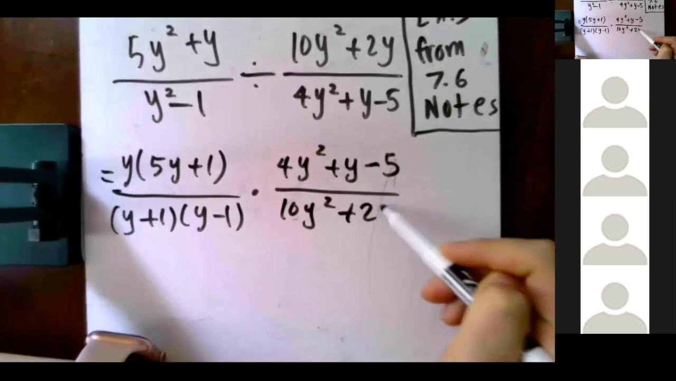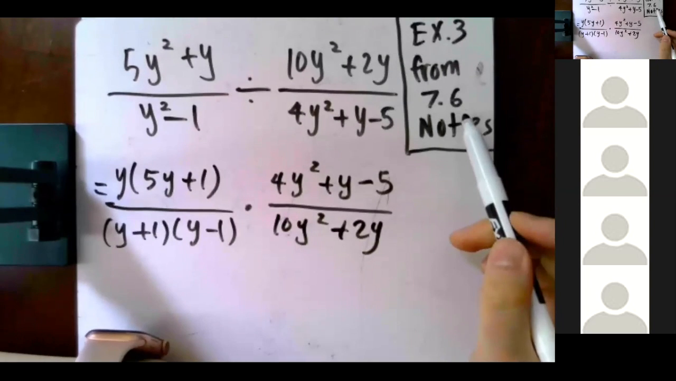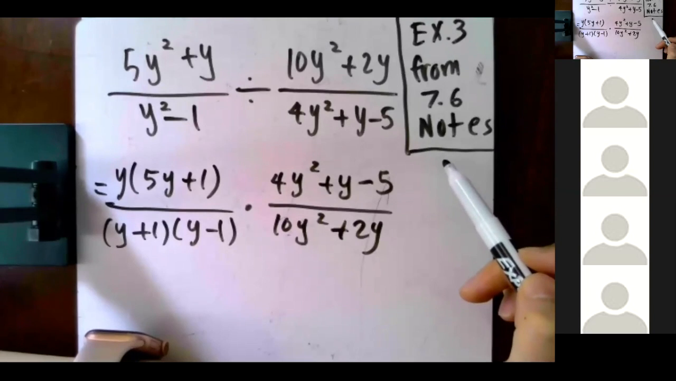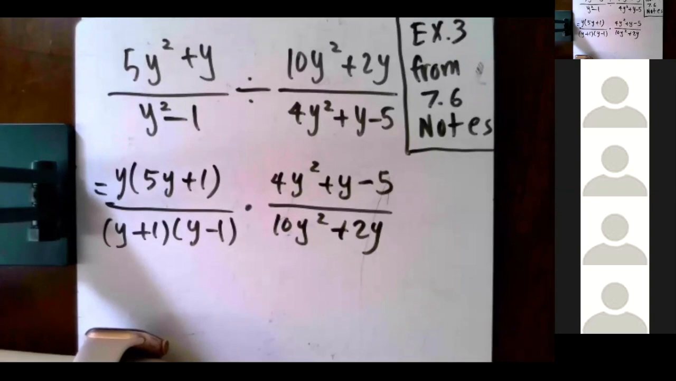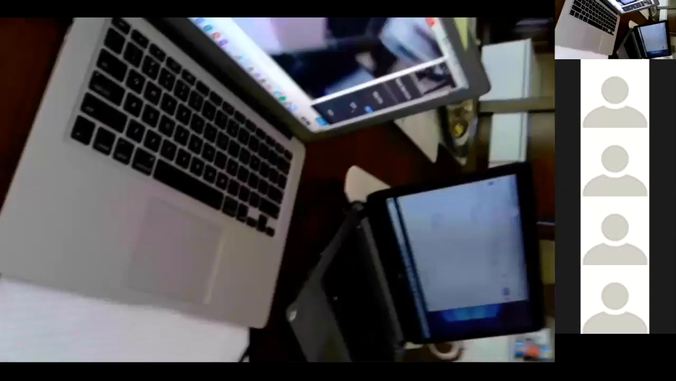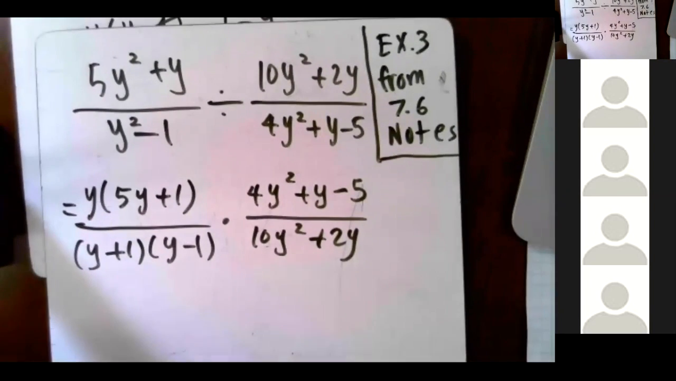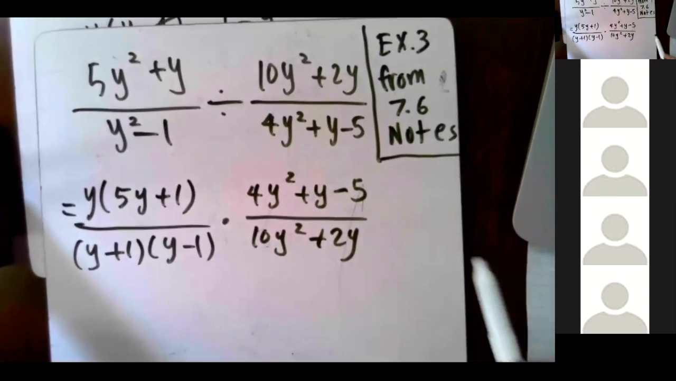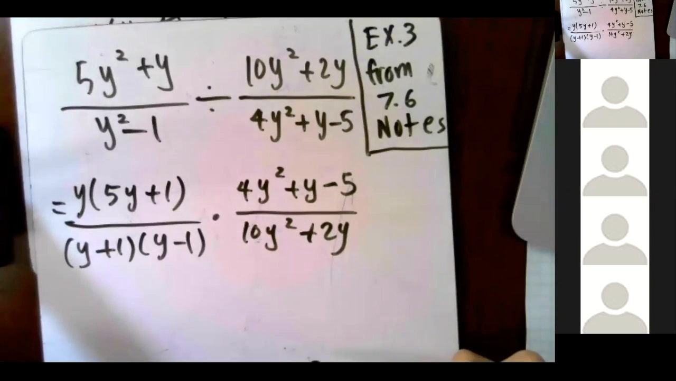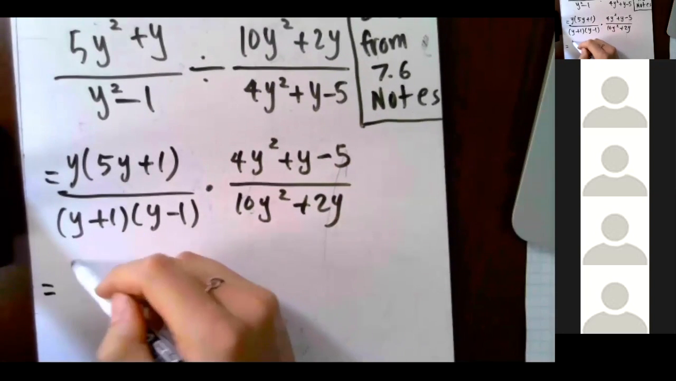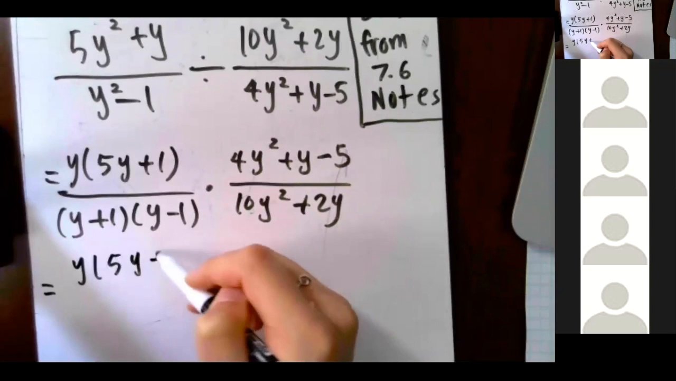Which one is this one? Yeah, this is example 3 from your 7.6 notes from the video. I'm using double screen to go back and forth. All right. So William, I'm just gonna do it so we can get to the step that you're talking about. Okay. I'm gonna leave this thing as it is.